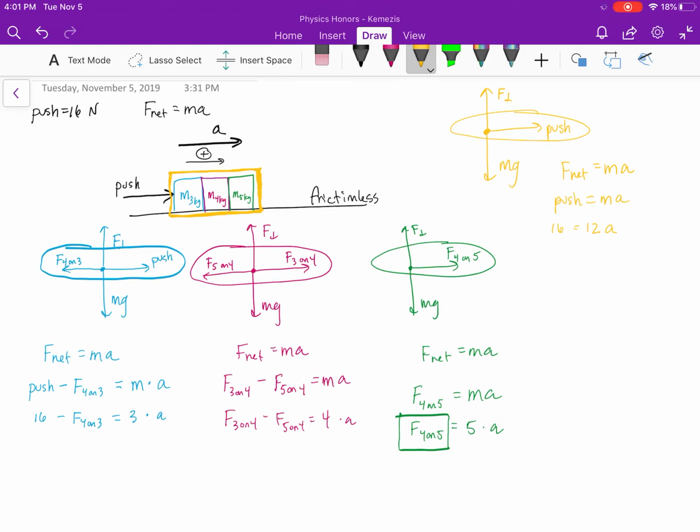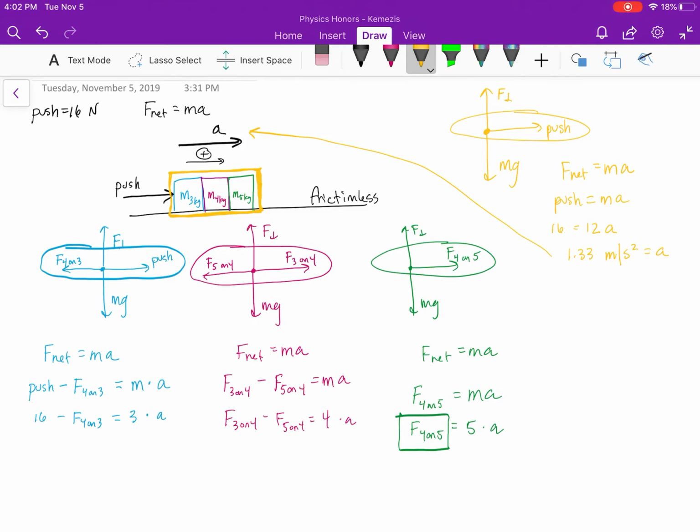And we said that the acceleration of the system is the acceleration of all of the other objects, right? Each individual object is traveling at that acceleration. So if we solve this equation, we get an acceleration of 1.33 meters per second squared. This is now the acceleration of all objects in the system.